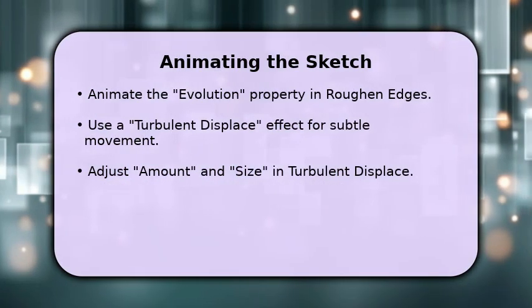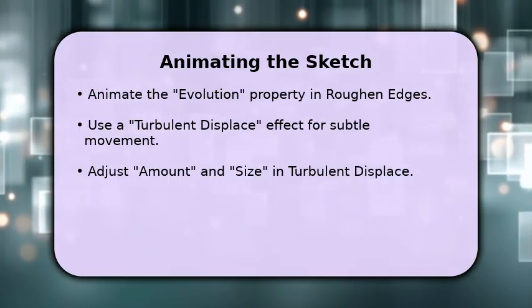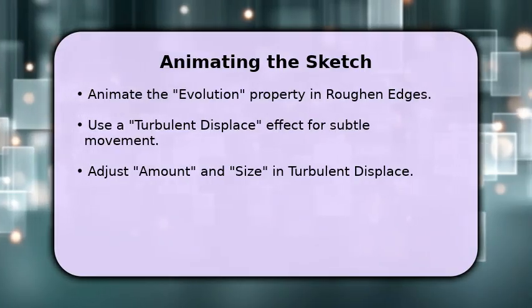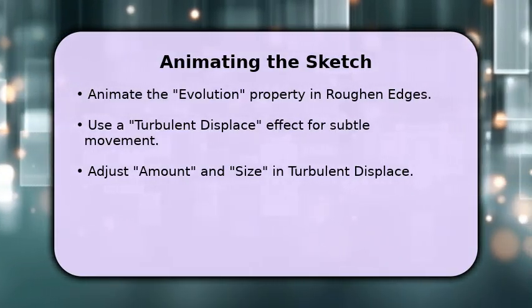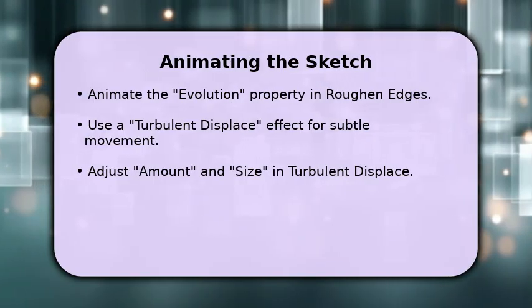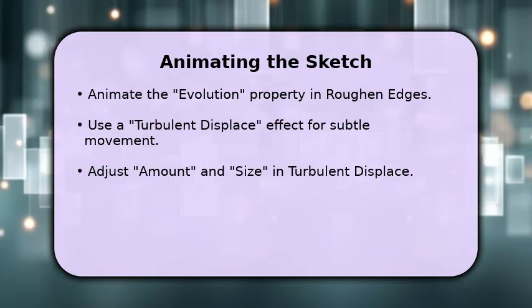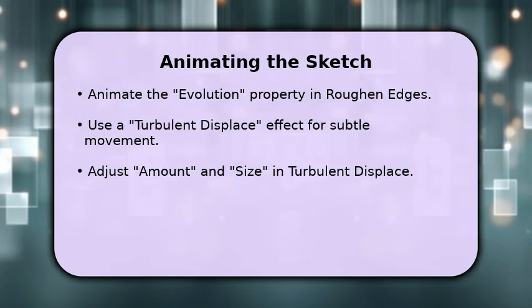For a dynamic sketch, animate the evolution property within the Roughen Edges effect. Set keyframes or use an expression like time*100 for continuous movement. You can also add a turbulent displace effect to the sketch effect layer for subtle, wobbly line animation. Adjust the amount and size to create a gentle, shifting texture, bringing your sketch to life with a natural, hand-drawn feel.